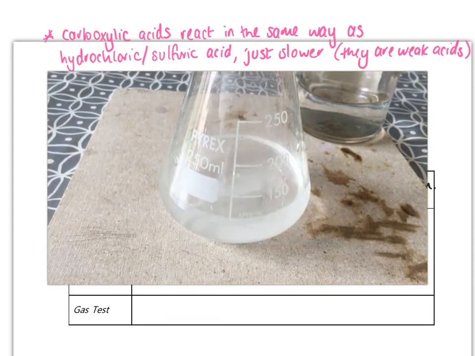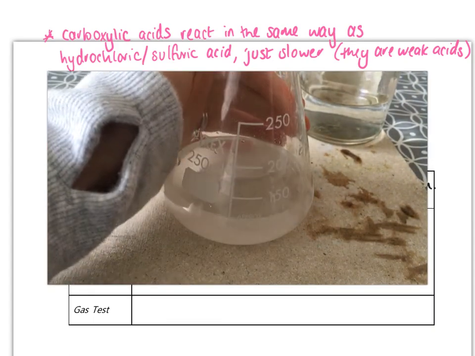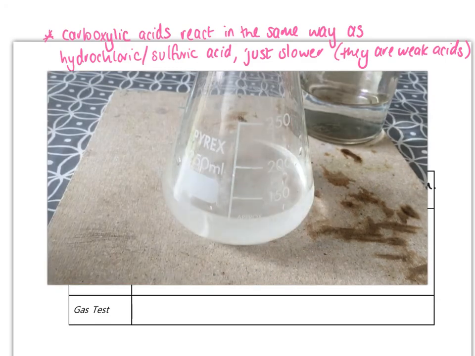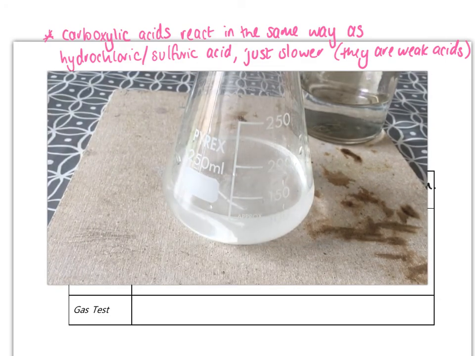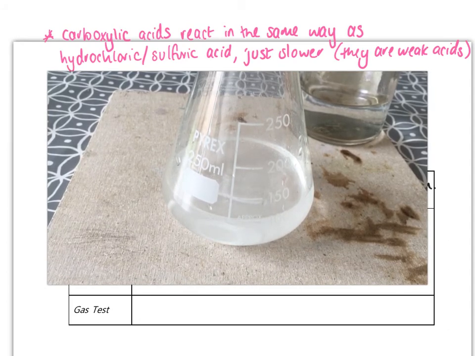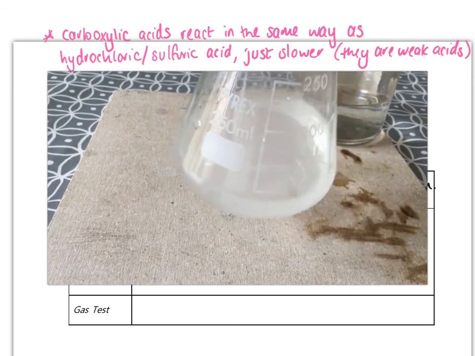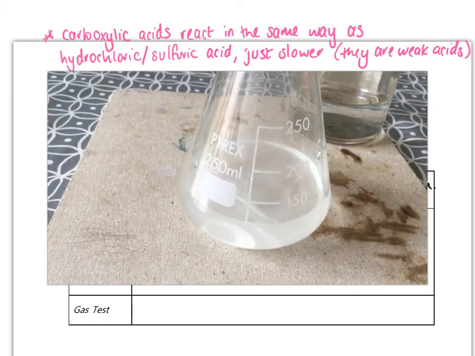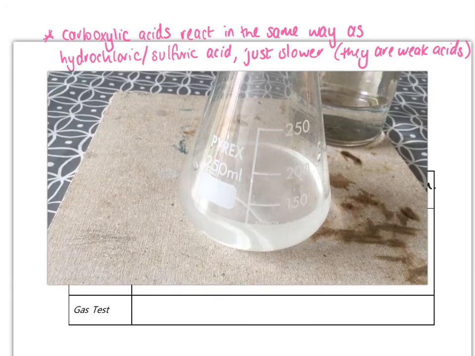And if you feel the outside of the conical flask, you can feel that it is warm. This reaction is releasing heat, just as any metal with an acid will do. So your 4 observations are fizzing or colourless gas produced. The metal will eventually disappear. We'll be left with a colourless solution and heat is released.